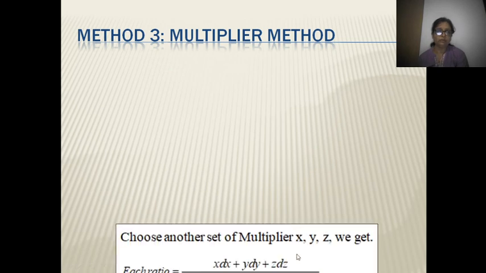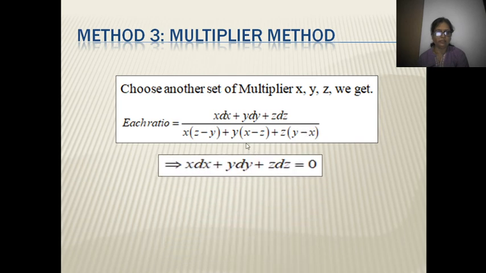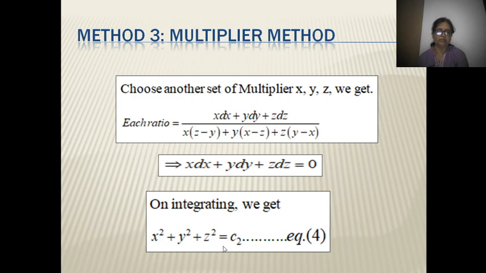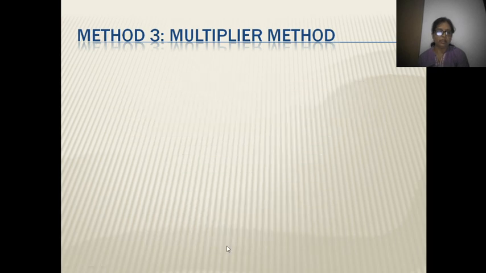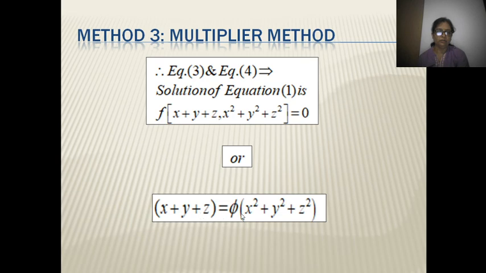Now for the second solution we choose another set of multipliers x, y, z. Therefore the numerator term is x dx plus y dy plus z dz, and respectively we multiply the first ratio by x, second by y, and third by z, and this denominator term gets cancelled, therefore we get the numerator term equal to 0. On integrating we get the second solution, and lastly we write down the solution as f of u, v equal to 0 or u equal to phi of v.